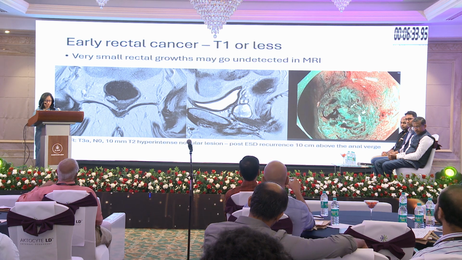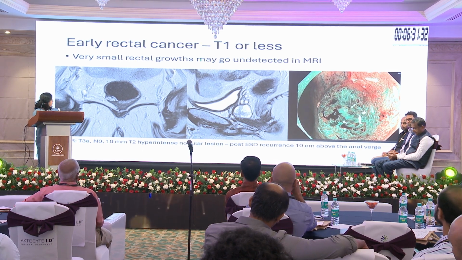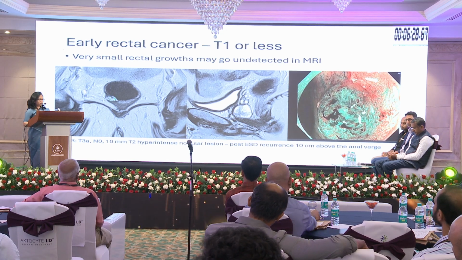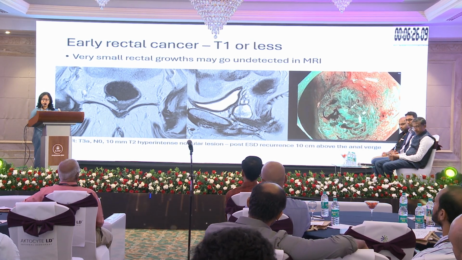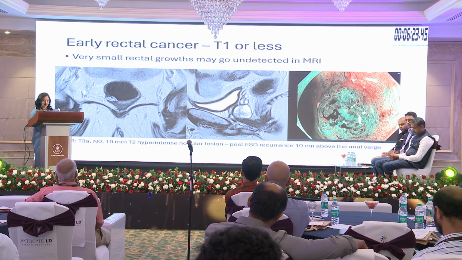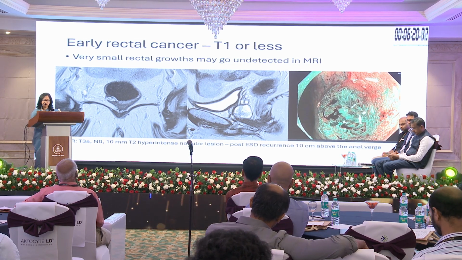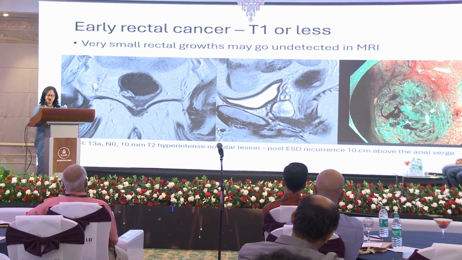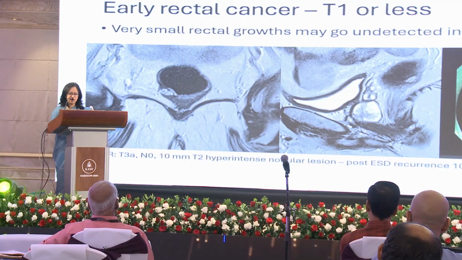This is an example of a very small hyperintense lesion in the right wall of the rectum, and these kinds of lesions are very difficult to detect on MRI unless we know the endoscopic findings and clinical examination findings. This lesion was a recurrence at the site of a prior endoscopic resection, and we reported it as a T3N0 lesion. So a very small rectal growth might be challenging.